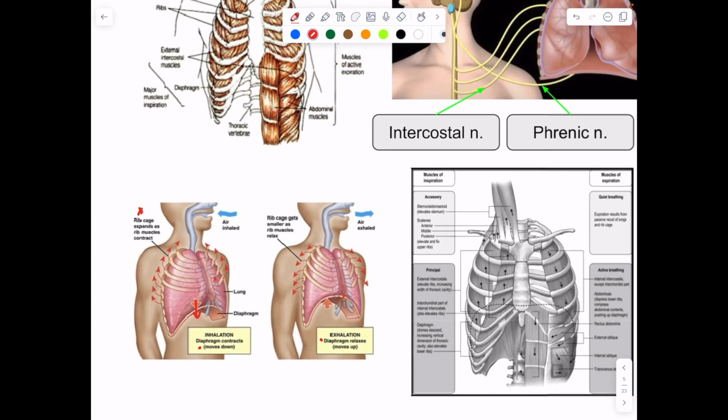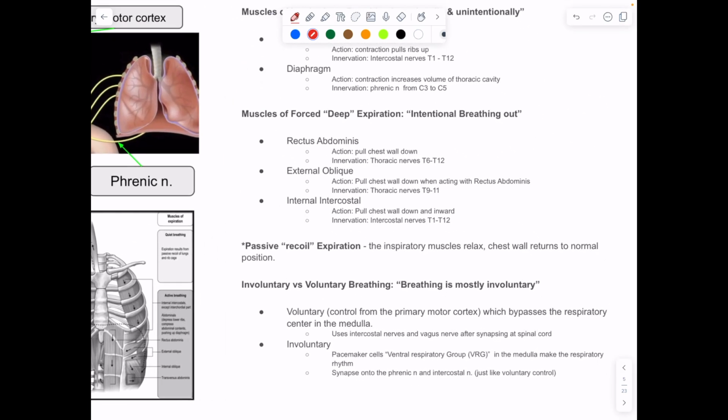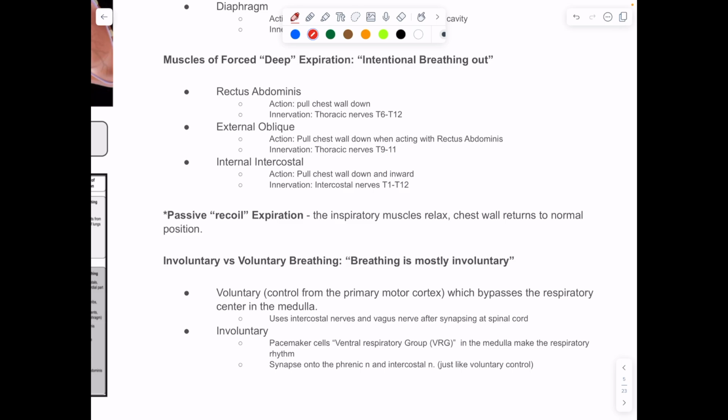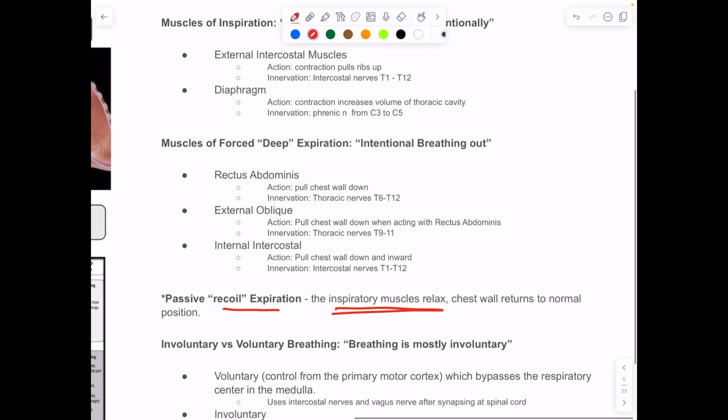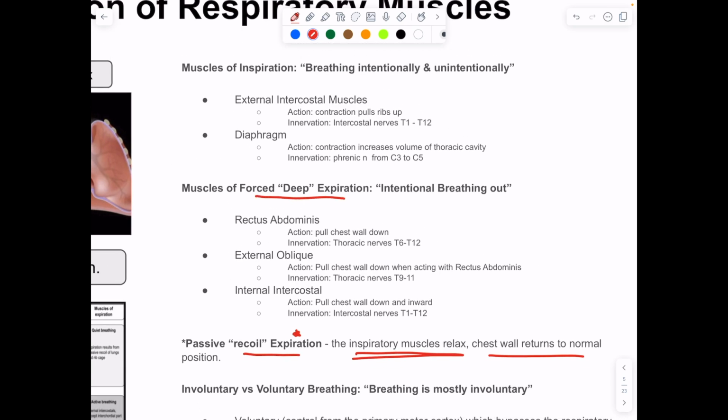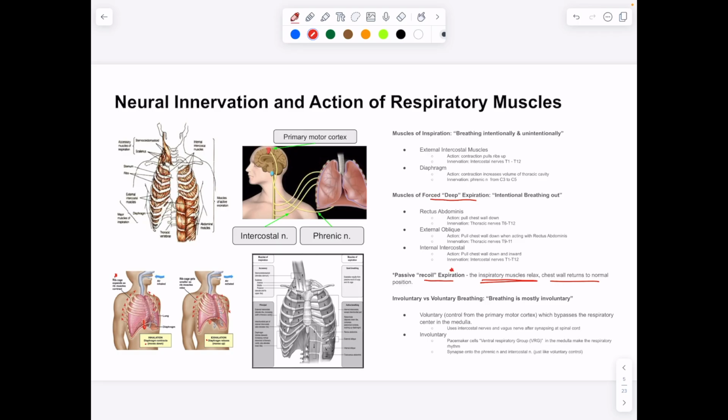And you have really two types of exhalation. You have relaxed, passive expiration, where the inspiratory muscles relax. So the diaphragm is going to relax, the external intercostal muscles are relaxed, and the chest wall returns to normal position. So there's passive breathing out, and then you have deep or forced breathing out, just intentionally breathing out. And as you do that, you can feel your abs flexing. So we have the rectus abdominis, our abs. You have the external obliques right next to them, which are also going to contribute, and then you have the internal intercostal muscles, which are also going to contribute.